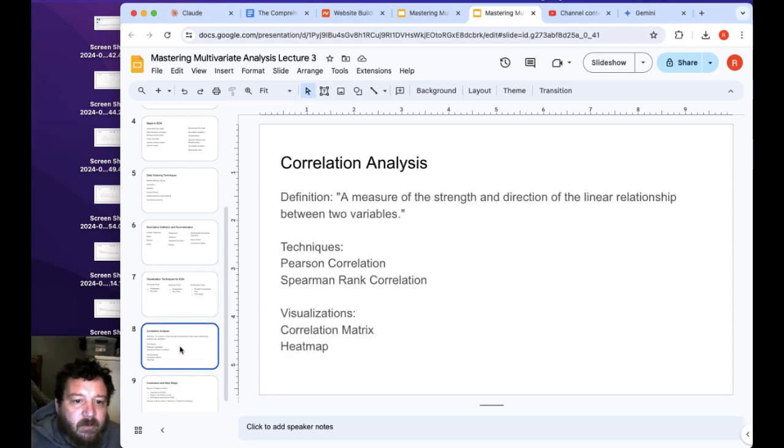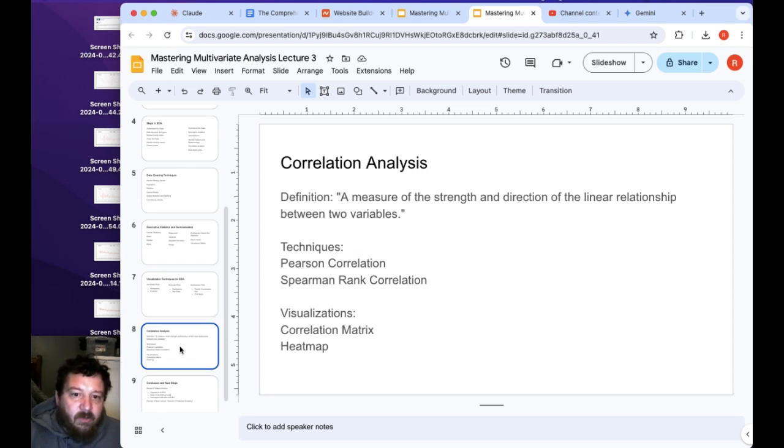Then that leads us into correlation analysis. The definition of correlation analysis, very specifically, is a measure of the strength and direction of the linear relationship between two variables. So remember, the relationship between two variables is always going to be determined based off of strength and direction. Like, how strong is the relationship, and is this the relationship towards each other or against each other? Are they polarizing or coming together?